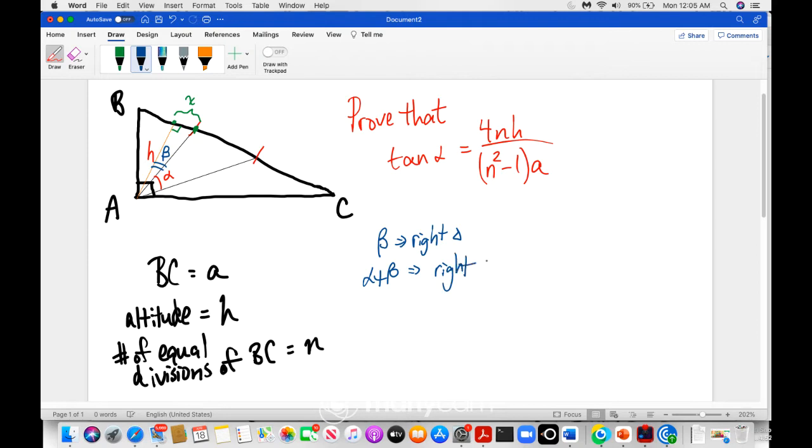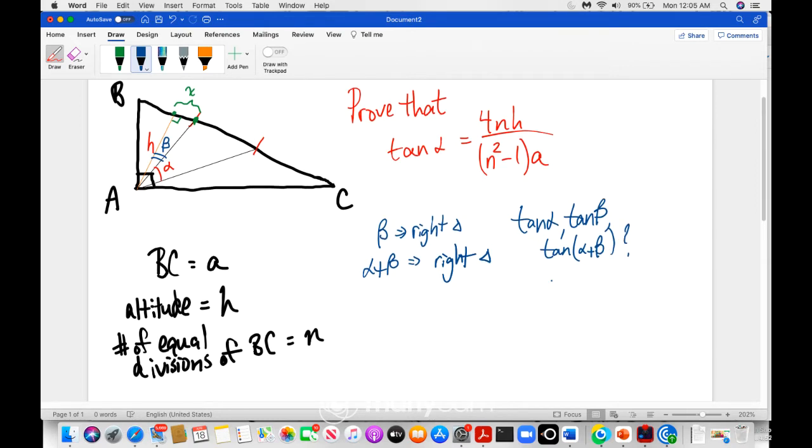So my first question would be, is there a way to relate tangent of alpha, tangent of beta, and tangent of alpha plus beta? And the answer is yes. There is a sum formula for tangent, just like there is a sum and difference formula for sine and cosine. I'm going to leave the proof for either another video or for you to look up. But the formula is basically that tangent of alpha plus beta is going to be tangent of alpha plus tangent of beta, divided by 1 minus the product, so tangent of alpha times tangent of beta.